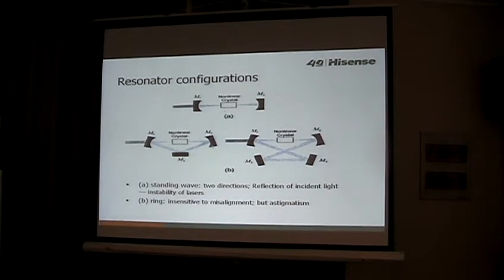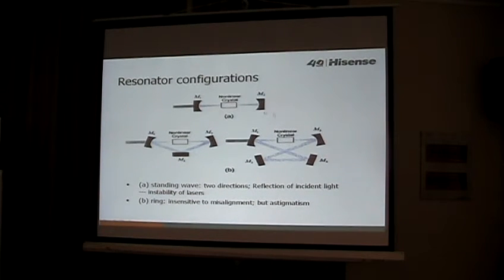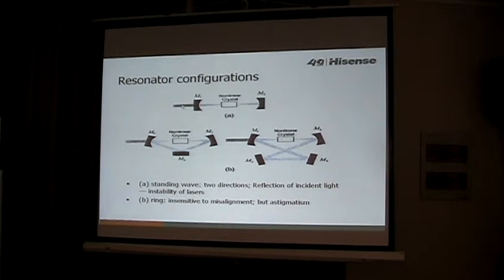So for this resonator, this cavity, we have different types of structure. The simplest one is called the standing wave structure. The problem with this standing wave structure is the light wave propagates in both directions. It is very difficult to get the second harmonic wave out for two different directions. And also, there will be some reflection from this side. This reflection will cause instability for the pumping lasers.